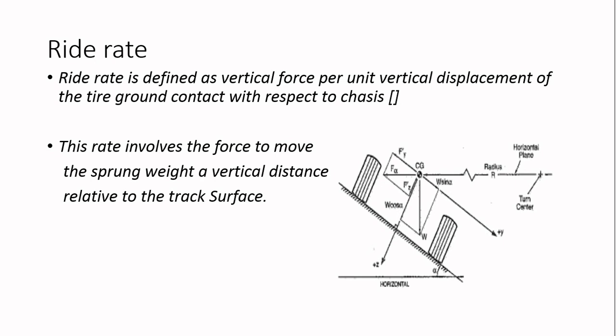Then the ride rate is the vertical force per unit vertical displacement of the tire ground contact with respect to the chassis. So it is the force that acts on the springs, acting vertically, perpendicular to the surface, and compresses the suspension a little.